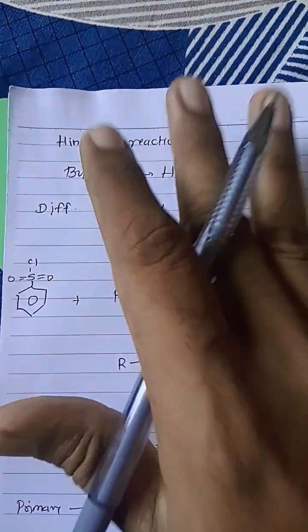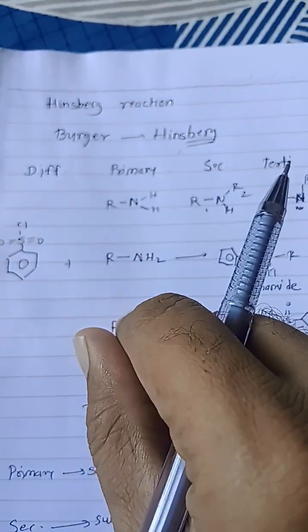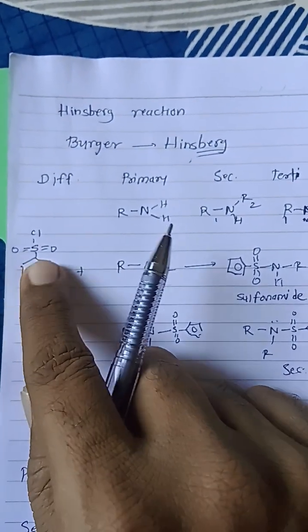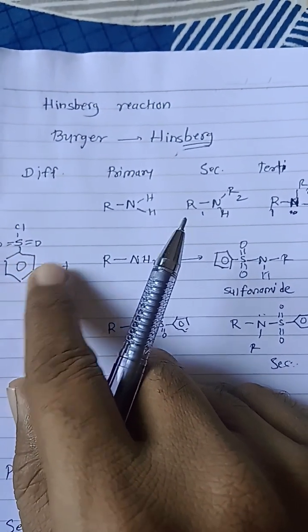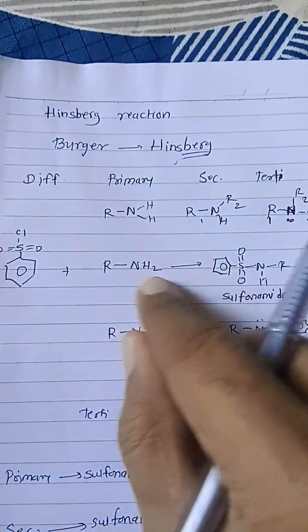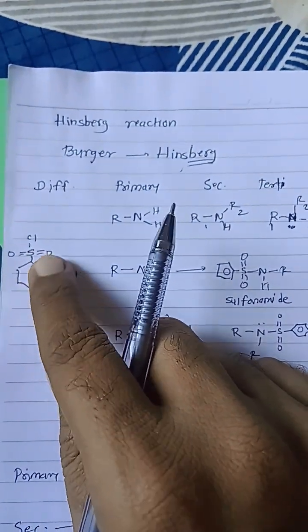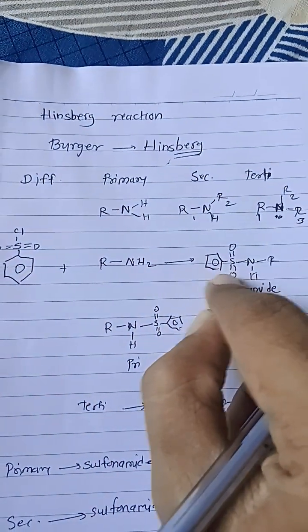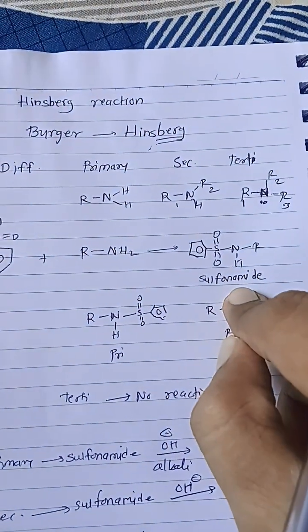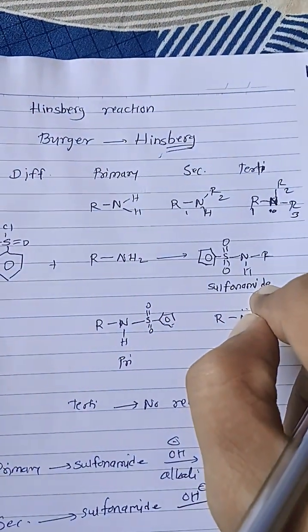So what Hinsberg very cleverly thought is: what if I use a compound like benzene sulfonyl chloride and allow that to react with amines? A simple reaction will take place and one of the hydrogens will be replaced by this benzene sulfonyl part, and the byproduct will be HCl. So there is a formation of sulfonamide.